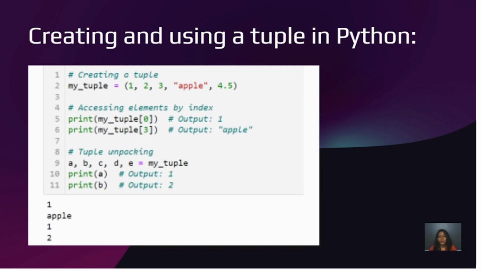Similarly, we are assigning variables a, b, c, d, e as my tuple. It's a type of iteration you can imagine. That is, a will be 1, b will be 2, c will be 3 and so on. So when we print a, it will basically print our first element inside the tuple, that will be 1.